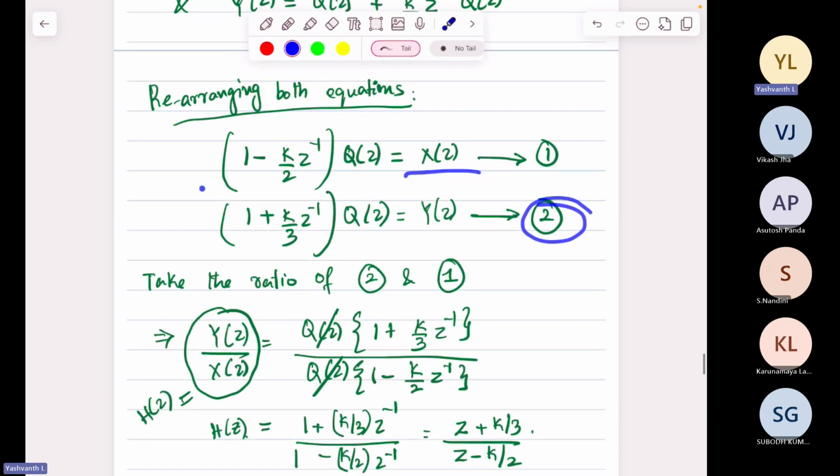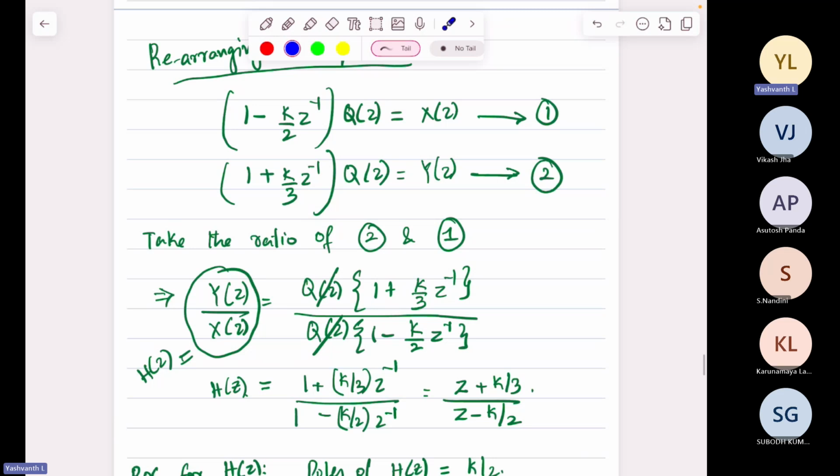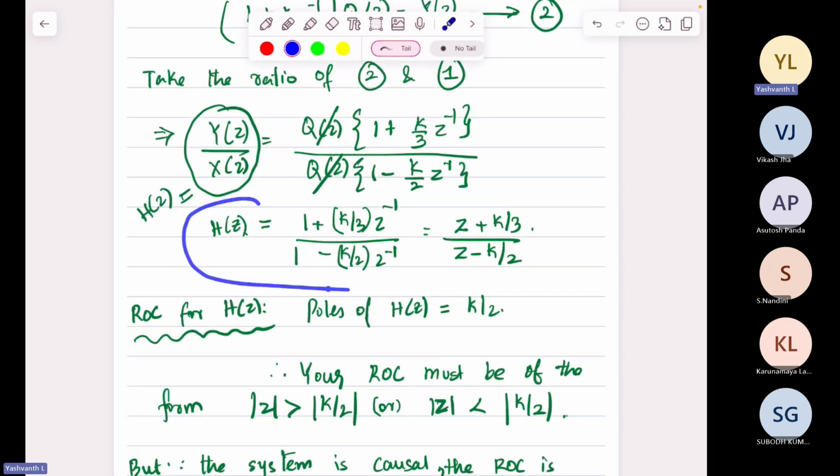Now you divide both the equations. That is 2 by 1, not 1 by 2. Take the second equation and divide by the first equation. Q of Z and Q of Z get cancelled, and we get Y of Z by X of Z, which is nothing but H of Z, the transfer function of the system, by the convolution property. The ratio of the output Z transform to the input Z transform is the transfer function. What you're left with is 1 plus K by 3 Z inverse over 1 minus K by 2 Z inverse, and that is nothing but Z plus K by 3 by Z minus K by 2.